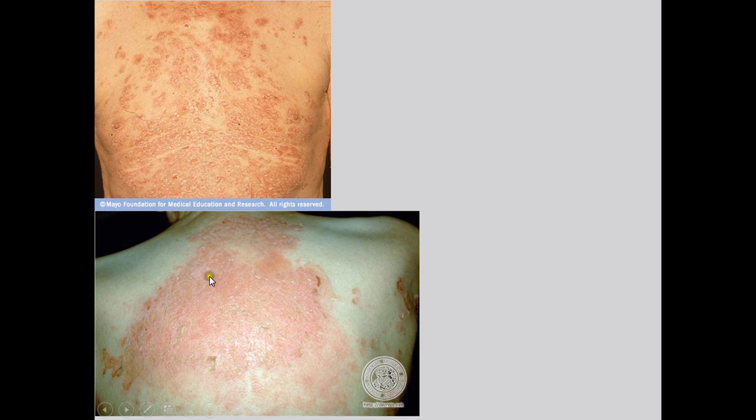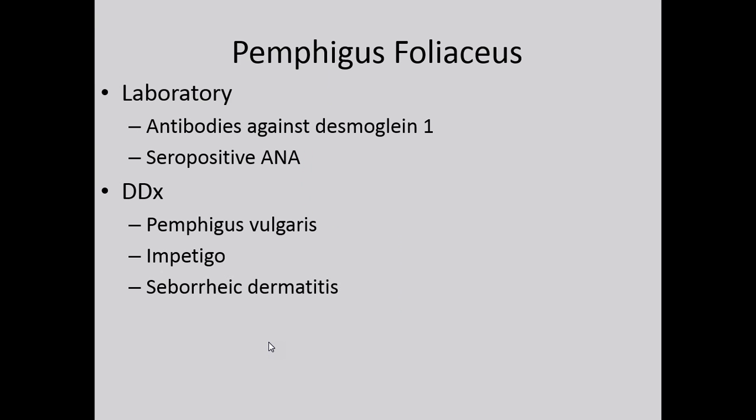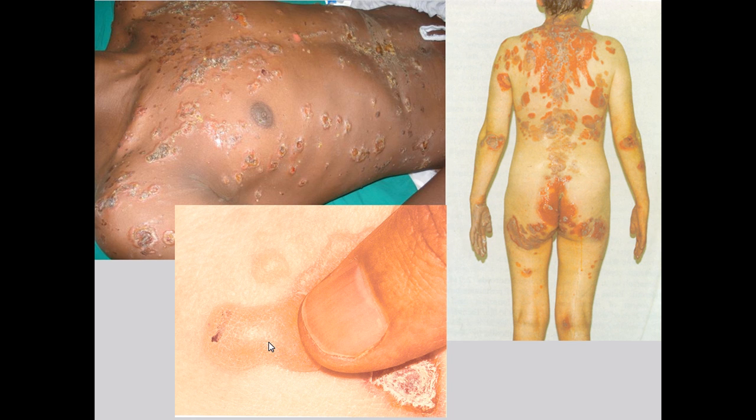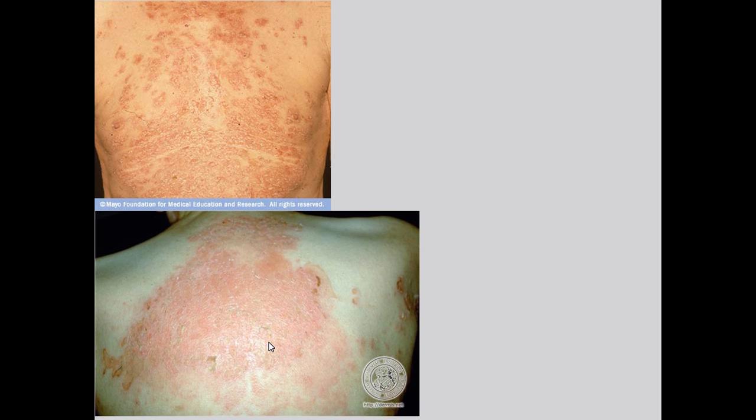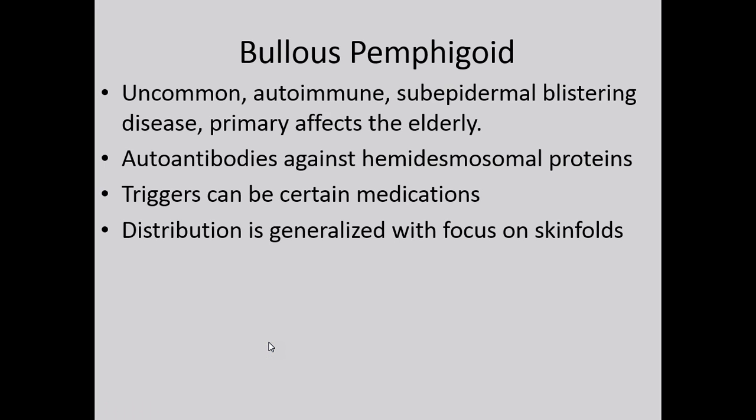So the back, the face, the scalp, the chest, and the back. So pemphigus foliaceus is not as severe, a little bit more nice looking. If we compare this with pemphigus vulgaris, that is very severe, very deep, very vulgar, while foliaceus is very superficial, not as rude. So that's how I remember it.